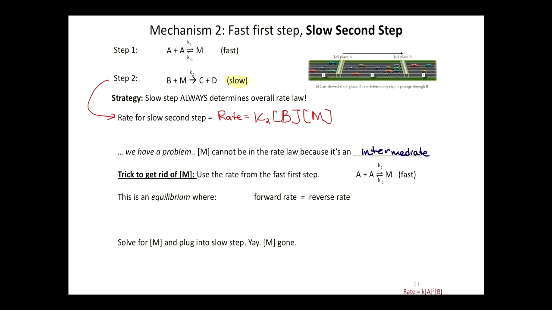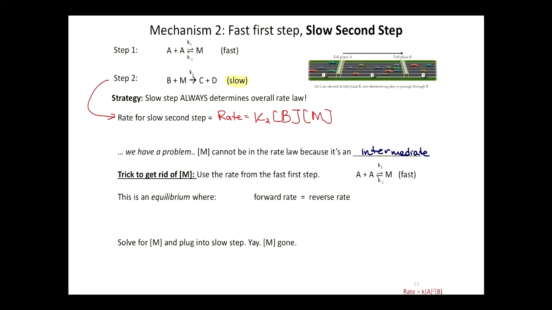So if we look at this reaction, the overall reaction is you're combining A and B to give C and D. So we have a problem because our rate law right now has B present, but it also has M present. Is M in our overall reaction? Can we actually add M to our reaction? No, it's an intermediate. That's not allowed. We can't have an intermediate in our rate law because we never added it to the reaction.